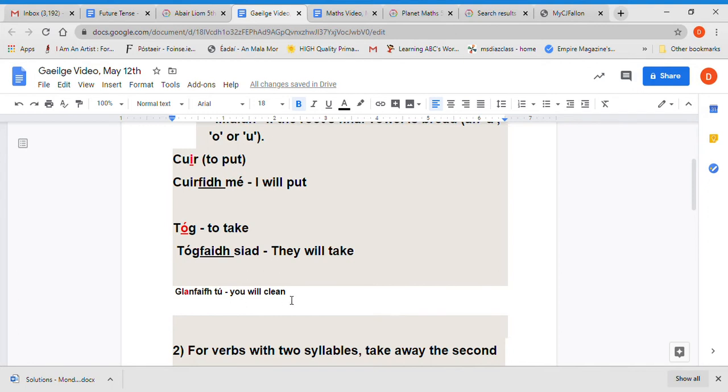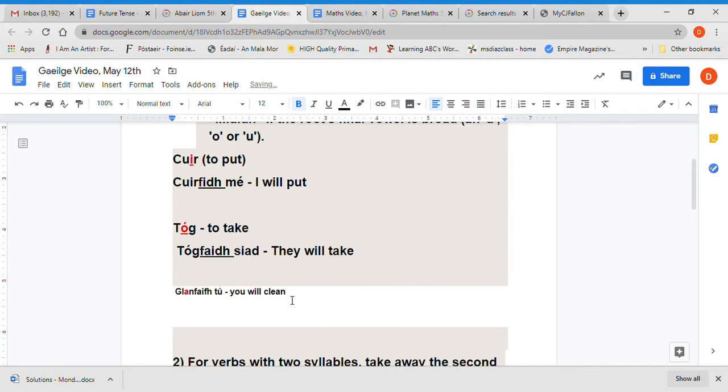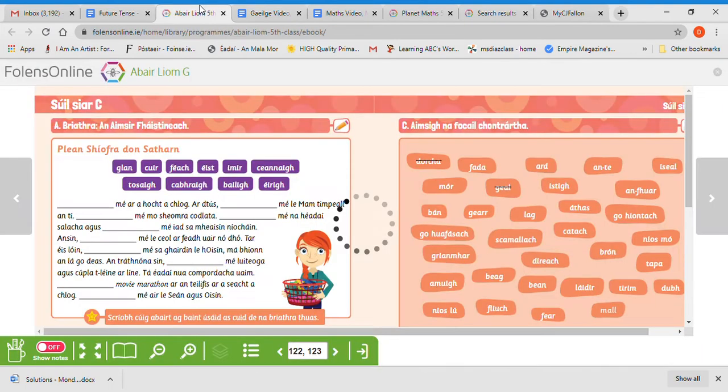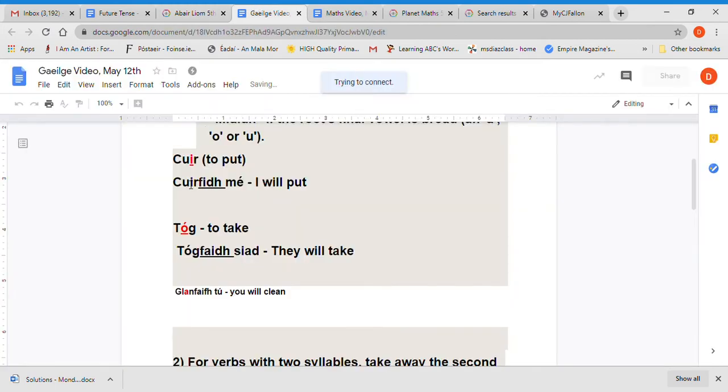All right. Let's have a look at another verb. Yeah, we have cuir. We've done that already here. It's one syllable. Last vowel is I, therefore our ending is F-I-D-H.